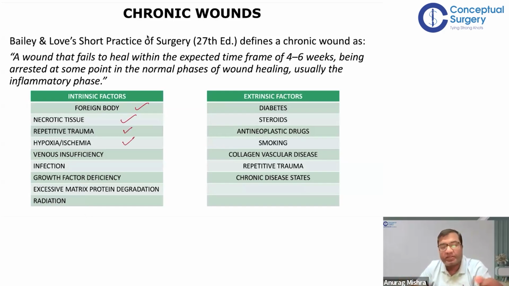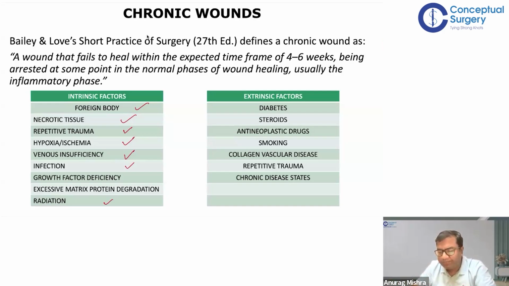So repeated trauma is another thing. Ischemic wounds, obviously, because the healing is not there. In the same way is venous insufficiency. Unless you treat the cause, it will not heal. Infection, especially infections like tuberculosis, fungal infections, all these are very chronic infections. They will not let the wound heal properly. There are some internal factor deficiencies and collagen disorders. Irradiated tissue, again, because the vascularity is less in these tissues.